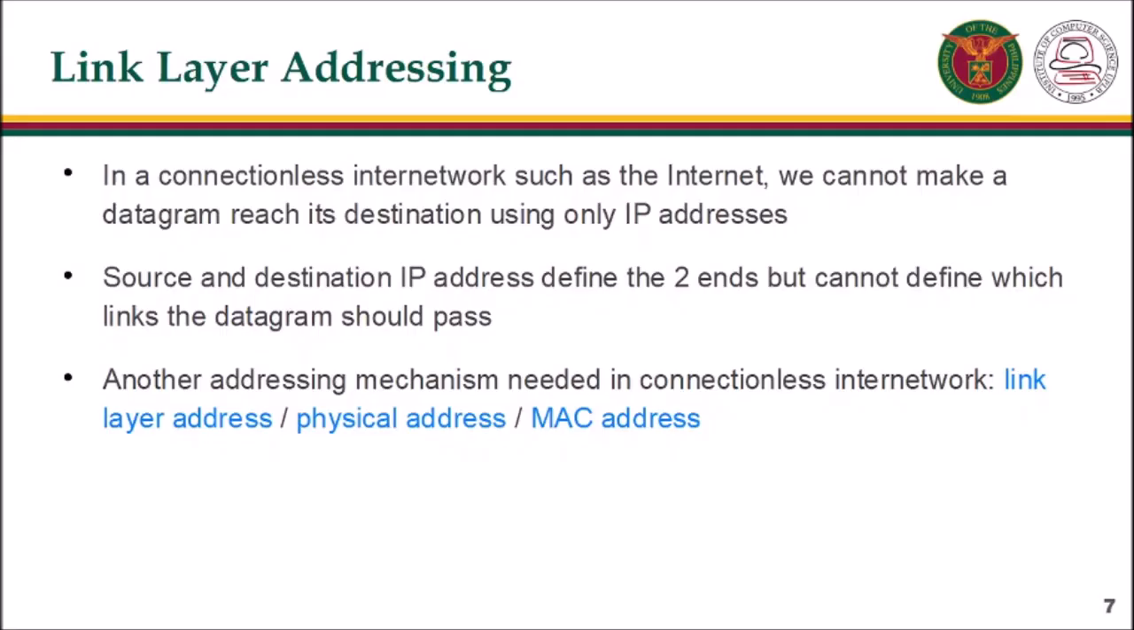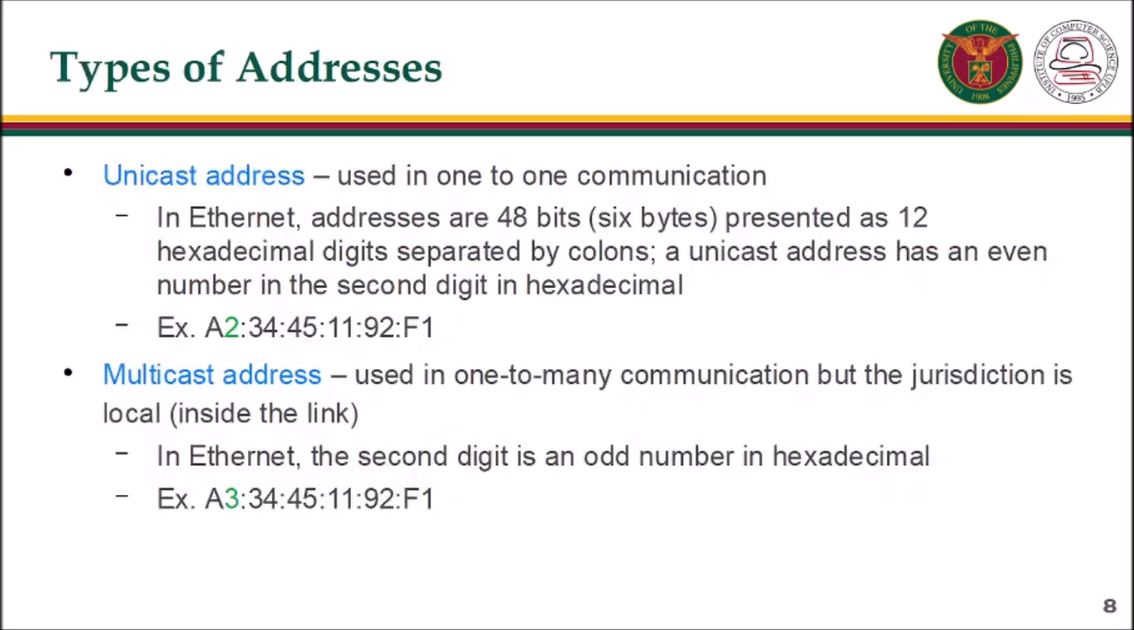In a connectionless internetwork such as the internet, you cannot make a datagram reach its destination using only IP addresses. Source and destination IP addresses define the two ends but cannot define which links the datagram should pass. Another addressing mechanism is needed in a connectionless internetwork. The link layer address is commonly called the physical address or MAC address. Some link layer protocols define three types of addresses: unicast, multicast, and broadcast.